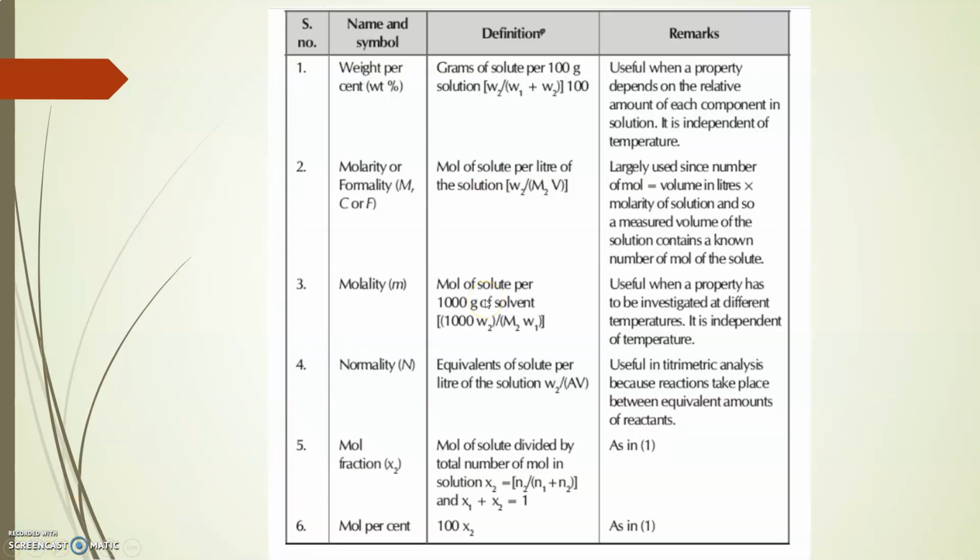Here is the basic definition of weight percent, molarity, molality, normality, mole fraction and mole percent. This you have already gone through in your higher secondary classes. What is molarity? It is the number of moles of solute per liter of the solution. What is molality? It is the number of moles of solute per 1000 gram or per kg of solvent. Similarly, you have gone through normality. It is the equivalents of solute per liter of the solution, and mole fraction is the number of moles of solute divided by the total number of moles in the solution.